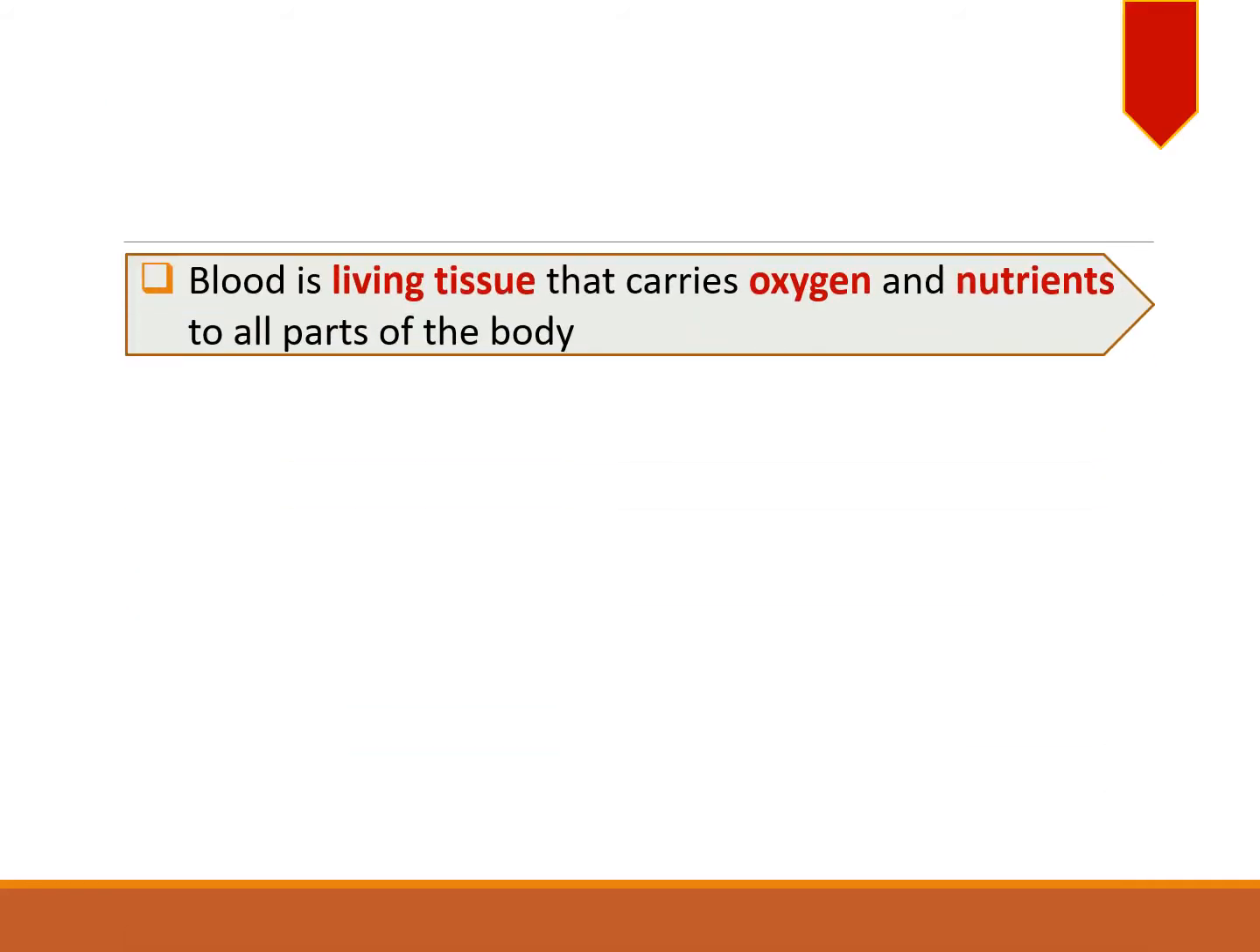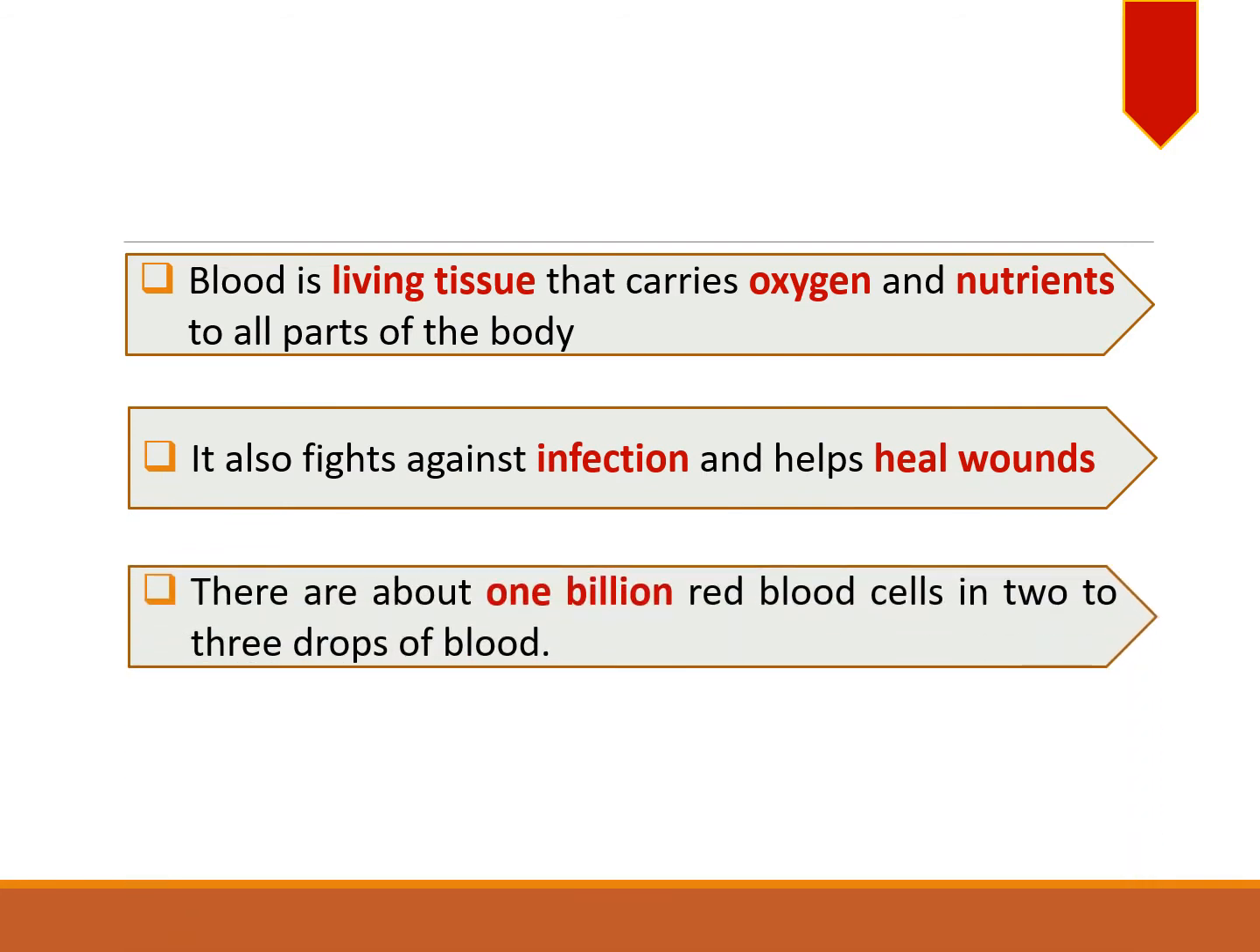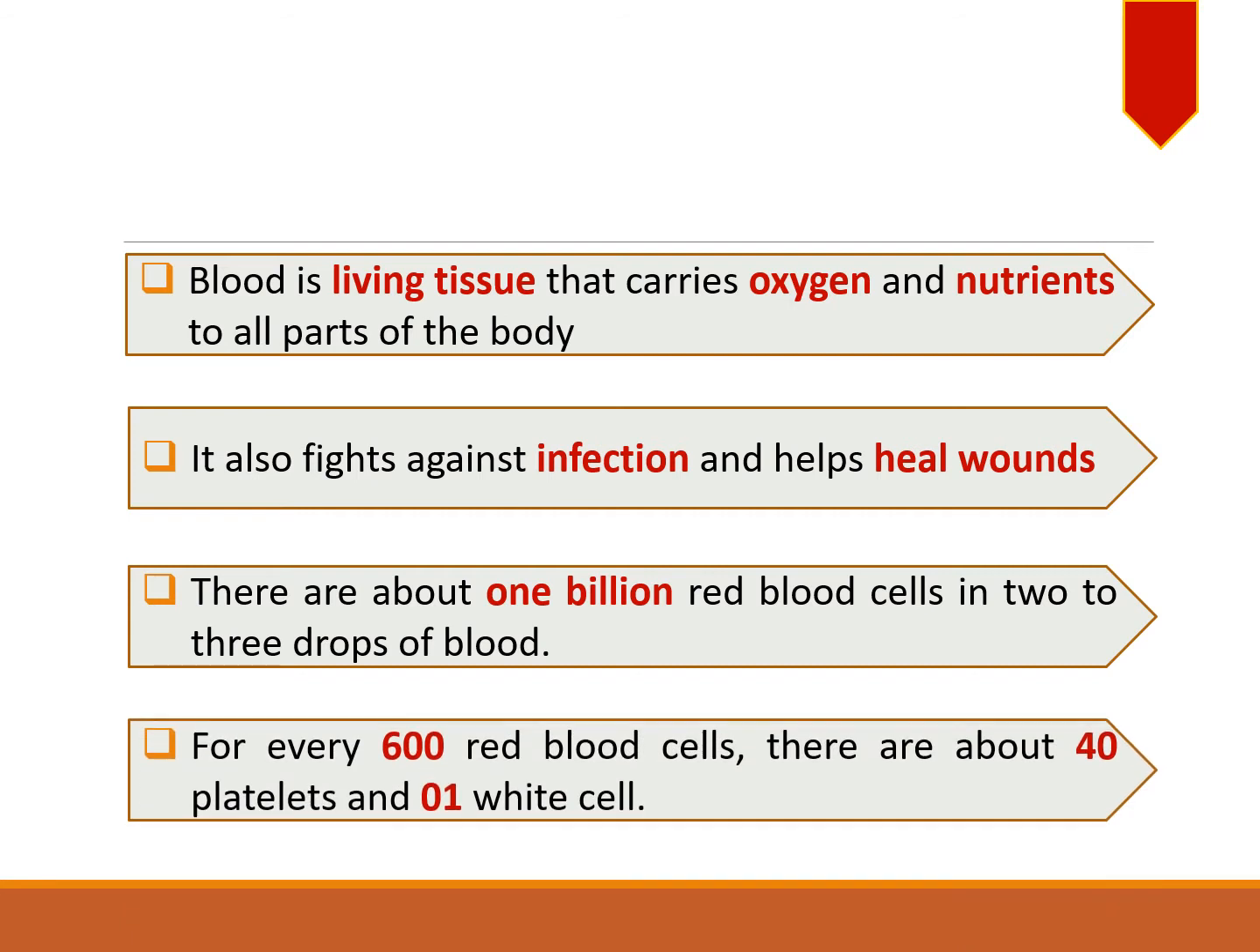Blood is a living tissue that carries oxygen and nutrients to all parts of the body. It also fights against infection and helps heal wounds. There are about 1 billion RBCs in 2 to 3 drops of blood. For every 600 RBCs, there are about 40 platelets and 1 white cell.